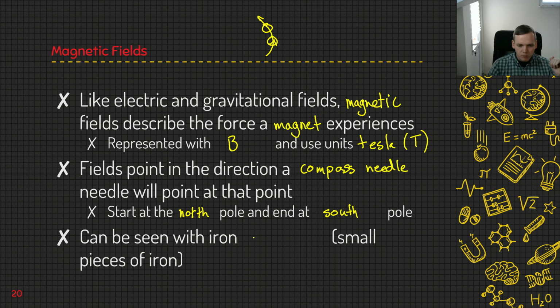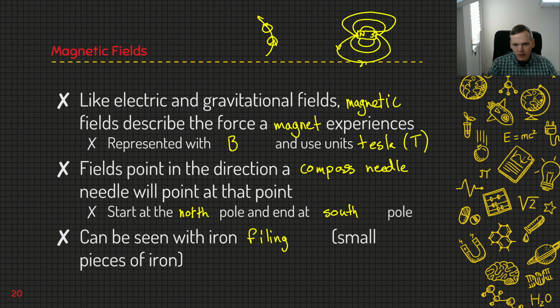And we can see these by sprinkling some iron filings, which are small pieces of iron, and they'll line themselves up in that direction. So just as a quick example, if I've got something like this, north-south, well, the magnetic field lines are going to look something like this. They're going to look very similar to when we had the positive and negative charge, and they're going to point sort of like that. And you can get complicated magnetic fields from certain setups and doing fancy things, but they will always start at whatever we call the north pole and end at what we call the south pole.